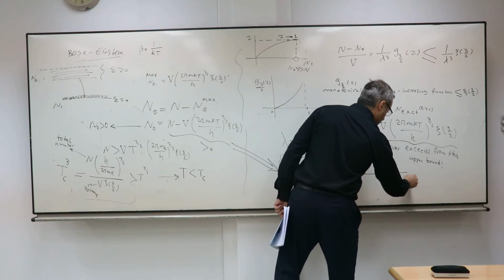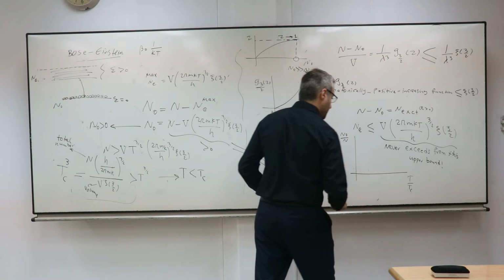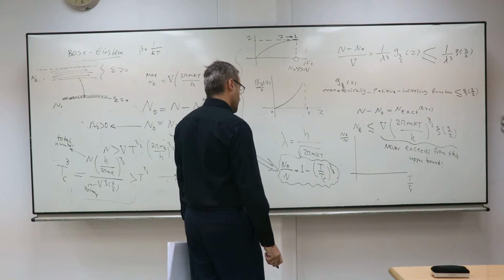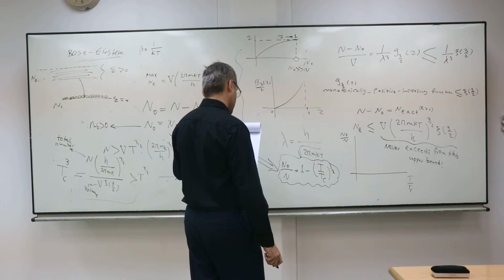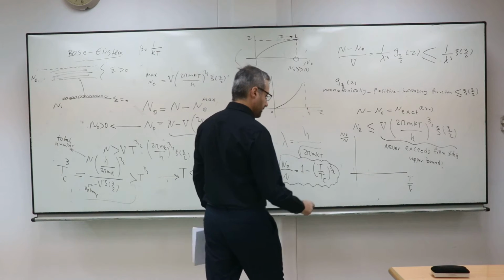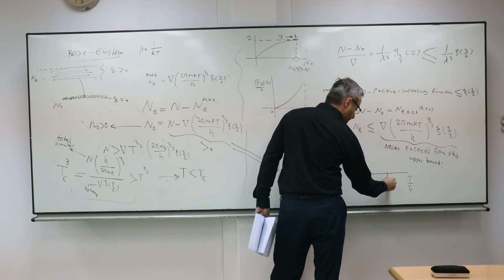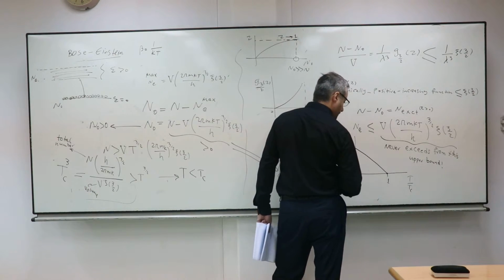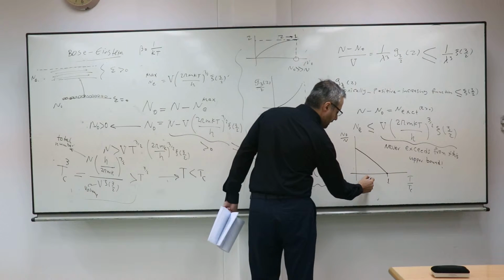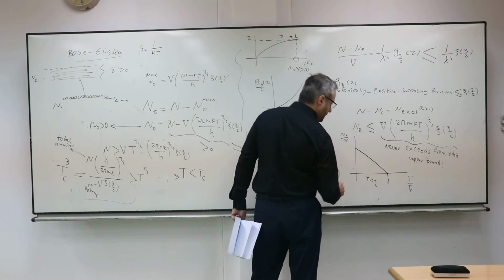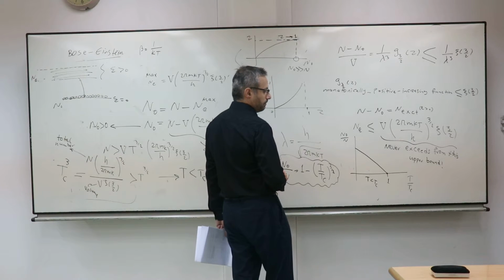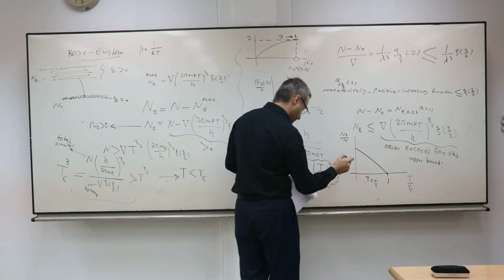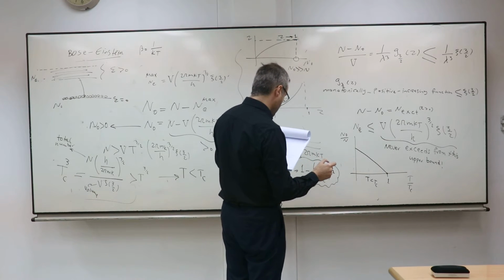And here, if I set T over T_C, as long as T is less than T_C, N0 over N is less than 1. I don't know how to write it that way.